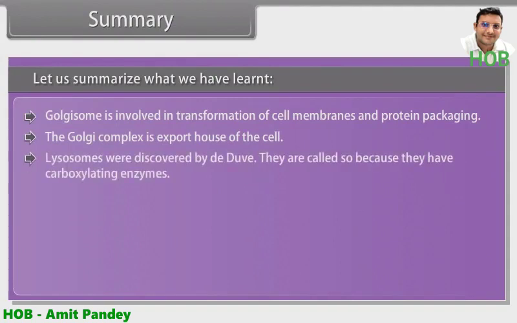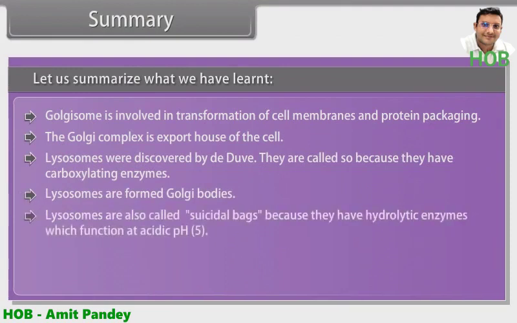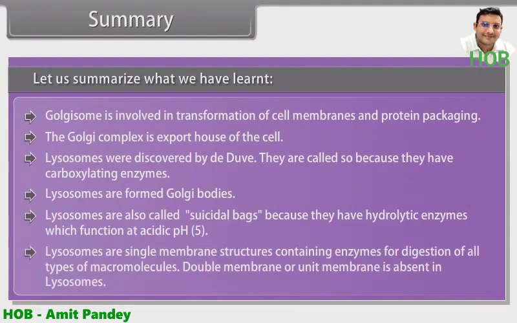Lysosomes were discovered by De Duve. They are called so because they have lytic enzymes. Lysosomes are formed from Golgi bodies. Lysosomes are also called suicidal bags because they have hydrolytic enzymes which function at acidic pH of about 5. Lysosomes are single membrane structures containing enzymes for digestion of all types of macromolecules. Double membrane is absent in lysosomes.